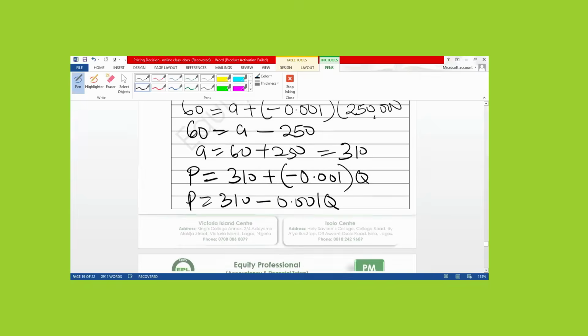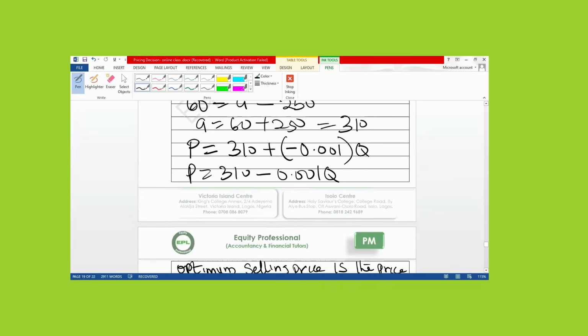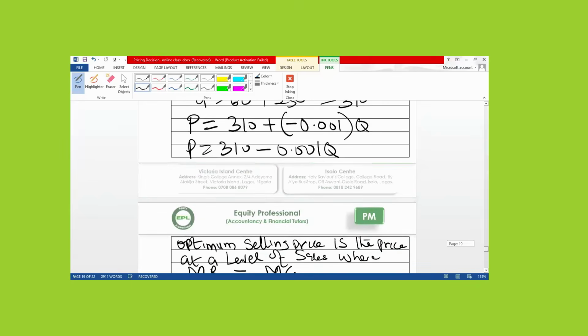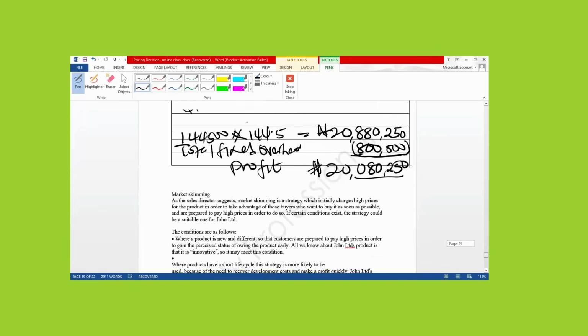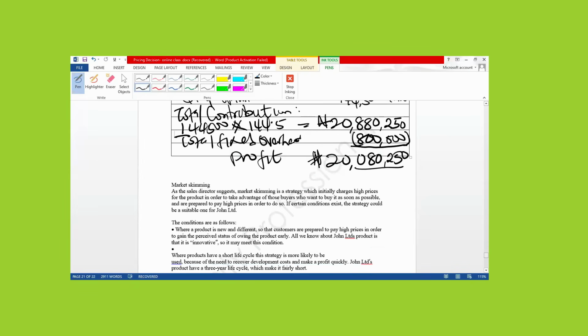What are the conditions that can make price skimming successful or suitable? When the product is unique and there is no rival. Now, this product, is it unique? We don't even know.